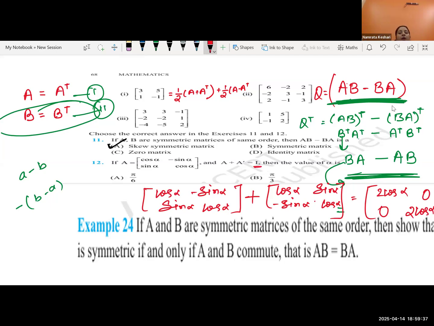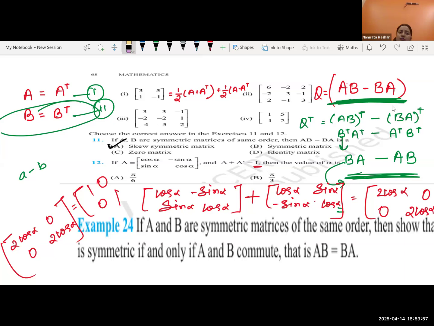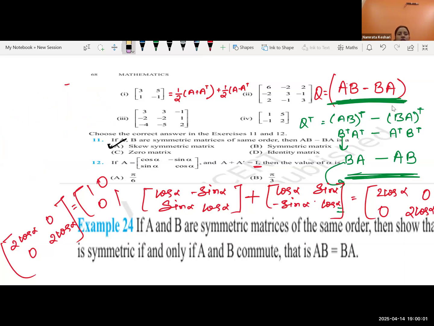If we compare it with 1, 0, 0, 1, we can clearly say this 2 cos alpha, 0, 0, 2 cos alpha is equal to 1, 0, 0, 1. We can say 2 cos alpha is 1, so cos alpha is 1 by 2. And from the trigonometric table we will get the alpha value very easily, right? Any confusion so far, Ibrahim? No, ma'am.